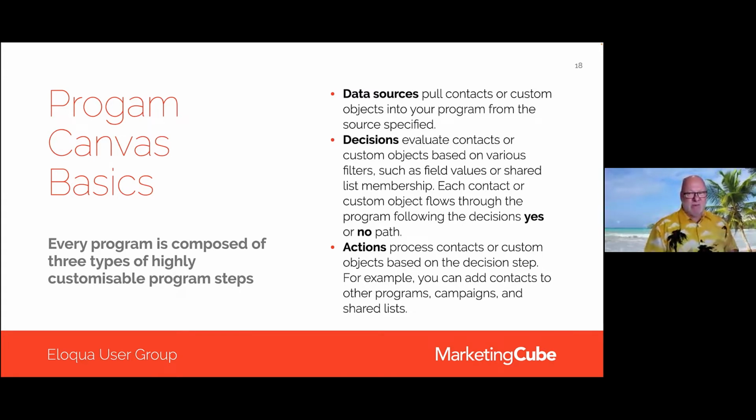So that yes or no path will follow any of the decisions. And so once you have a yes or no based on the question you're asking in the decision step, then you can perform an action. And again, in the context of today, what we're really looking at is how we can actually scrub some data and cleanse some data. So let me show you a program that we use here at Marketing Cube.